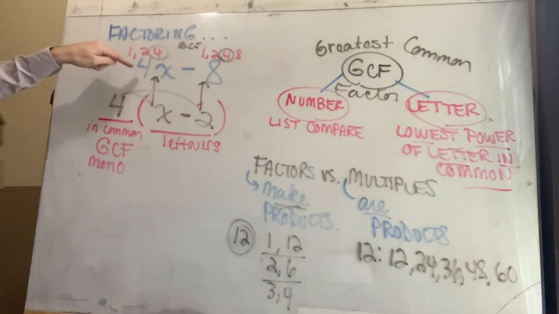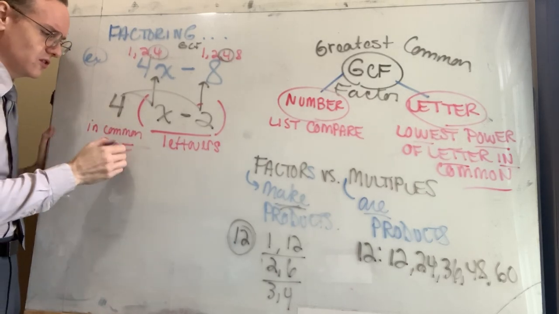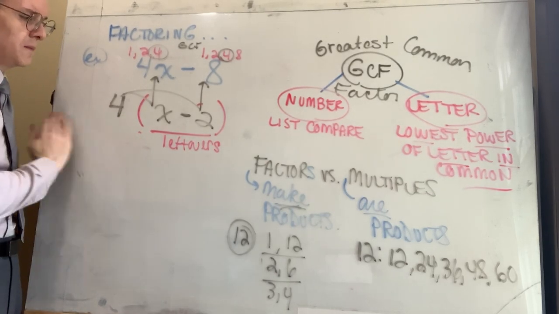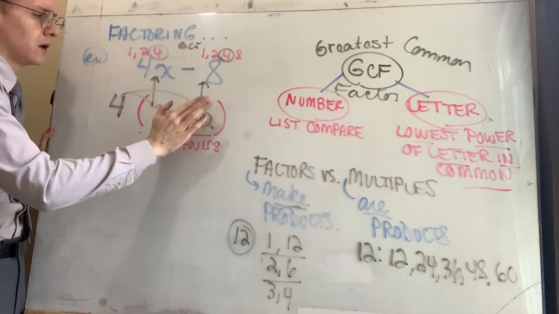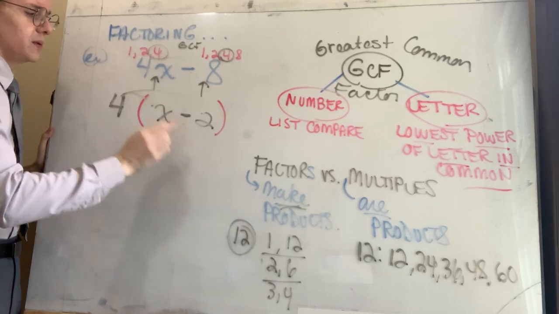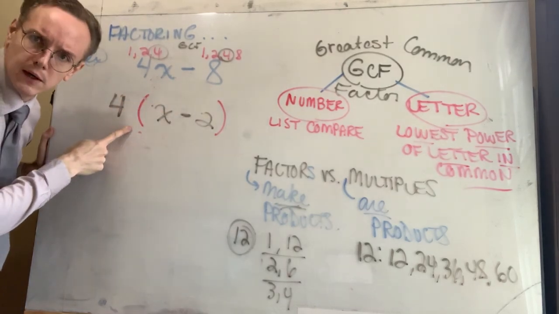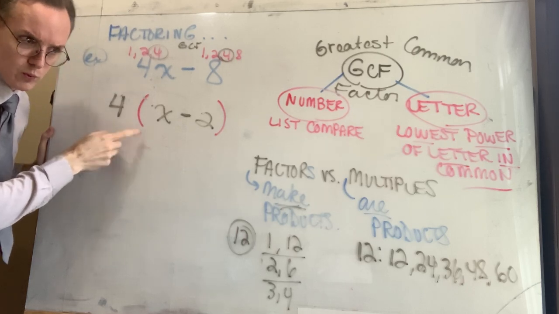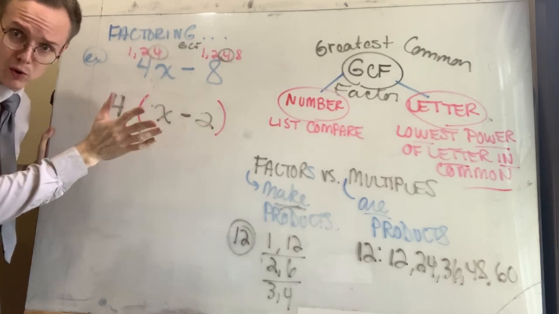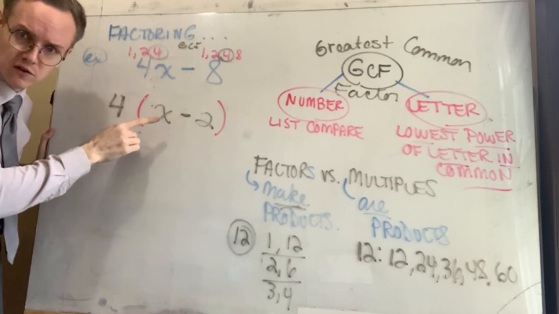What is this 4x minus 8 factored? It would be 4 sitting on the outside of a parenthesis, and x minus 2 left behind on the inside of a parenthesis. And that's really what the objective is when we get to solving. If we're going to go that method for solving, we need to know how to factor, at least in this most basic way.